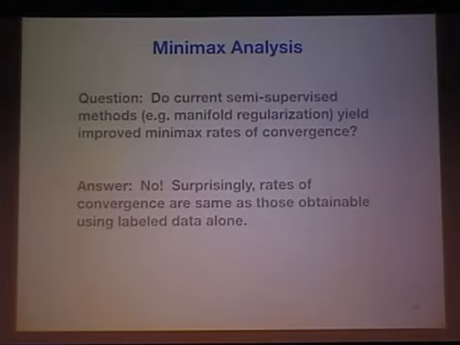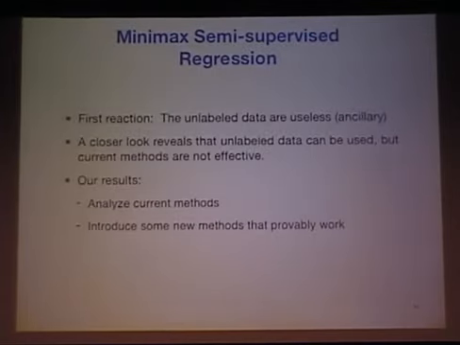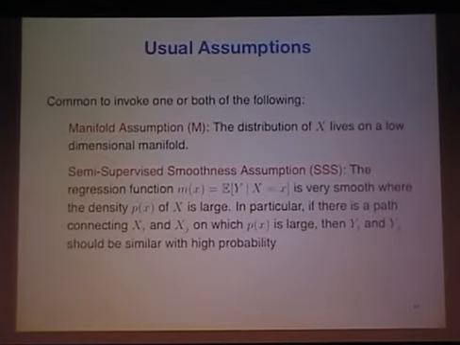Or these methods just don't work theoretically in terms of those measures of performance. Let me say what I mean by that. There are two types of assumptions people make in this general area. There's a manifold assumption, which roughly says that the distribution of data lies on some low-dimensional manifold. And then there's what Larry and I call the semi-supervised smoothness assumption, or SSS, which is that the regression function is smooth with respect to the data in some sense. This is always vaguely stated in these papers. It isn't really said precisely what this means.